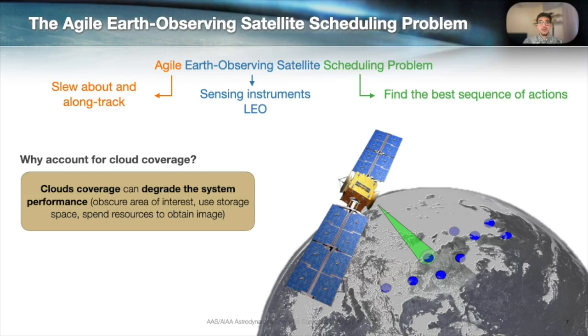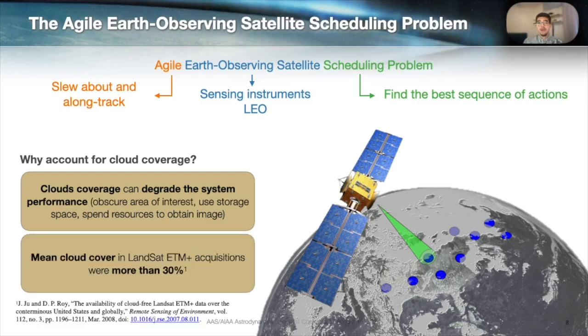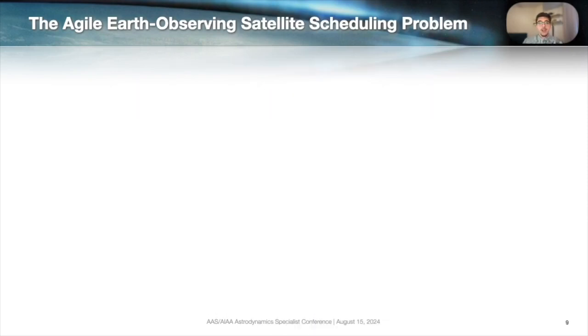In this paper, we are accounting for cloud coverage because it can degrade the system performance. It can obscure an area of interest, it can use storage space that could be used for some other images, and you are also spending resources, maneuvering your satellite to take that picture. For example, the mean cloud coverage in the Landsat acquisitions was more than 30%, even using a long-term acquisition plan to mitigate that problem.